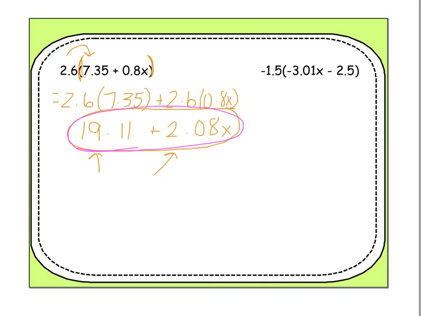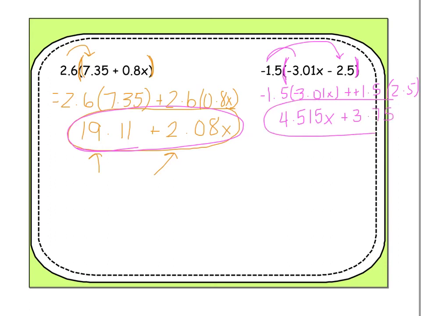The next problem that we have, we check to see who wants in the party, and negative 1.5 wants in the party. So we would have to multiply negative 1.5 times negative 3.01x, bring our minus sign down, and then negative 1.5 needs to shake hands with 2.5. So if I multiply negative 1.5 times 3.01, I get a positive 4.515x, add the opposite, and 1.5 times 2.5 gives us a 3.75. This would be our final answer. We can't add them together because this term has an x while this term does not.